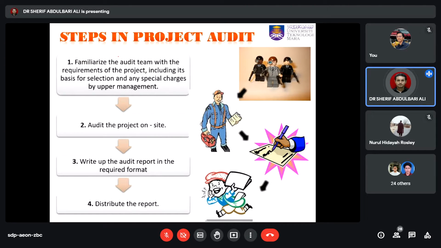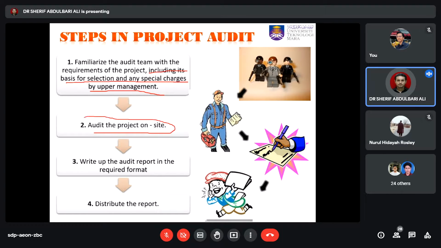What steps are actually needed to make a project audit? First, the team that is going to audit needs to be familiarized with the requirements of the project. So you are going to set up a team to audit any project. You need to make them familiar with the requirements of the project, including its basis of selection and also the special charge by upper management. So the upper management is going to give the special charge for each selection for the audit team.